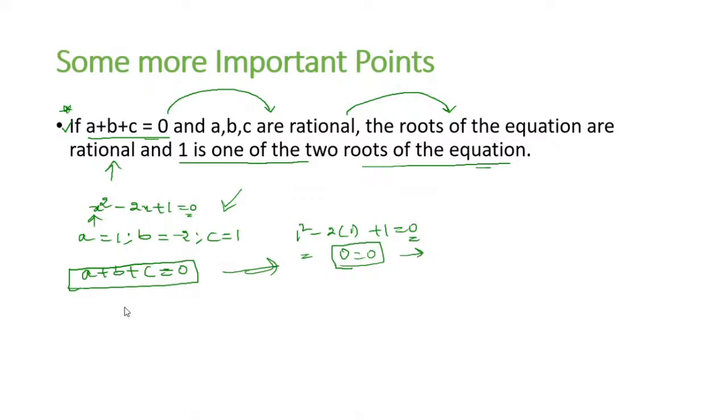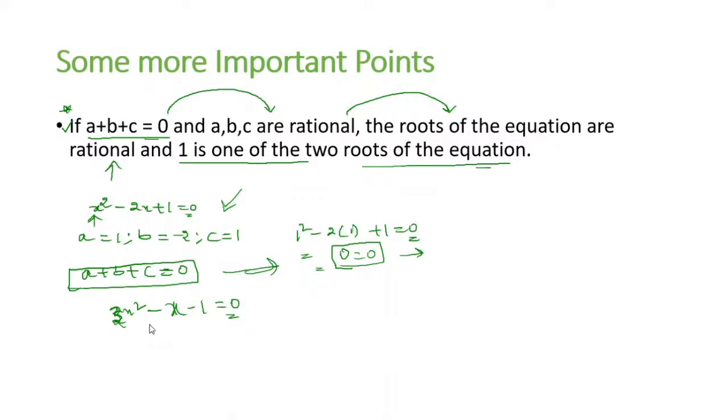But let us take another example: 2x square minus x minus 1 is equal to 0. This is different, because 2x square minus x minus 1 and x square minus 2x plus 1 do not have the same equal roots.